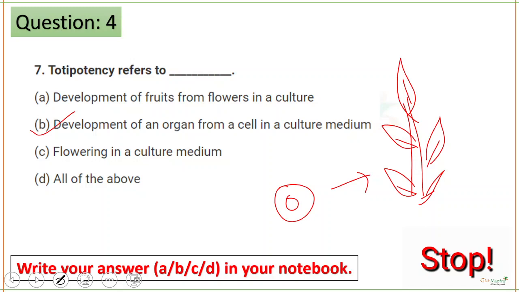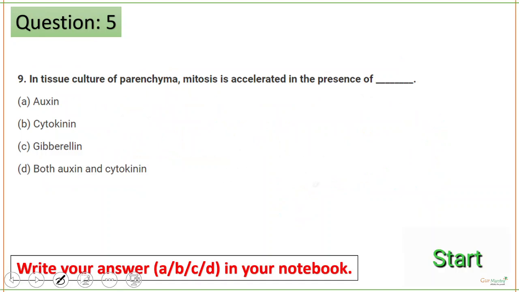But in this particular statement, they have given you development of an organ from a cell in a culture medium. You might ask, this is not totipotency, but you should always see the other options. So development of fruits from flowers in a culture is not totipotency. Flowering in a culture medium is definitely not totipotency. All the above is not at all the answer. So check the options which is most appropriate for your question and only then answer. Sometimes it is not the exact statement which you have already studied comes in exams. Sometimes statements like this are definitely confusing, but yes, you have to figure it out. Okay, so option B is your correct answer. Next question.